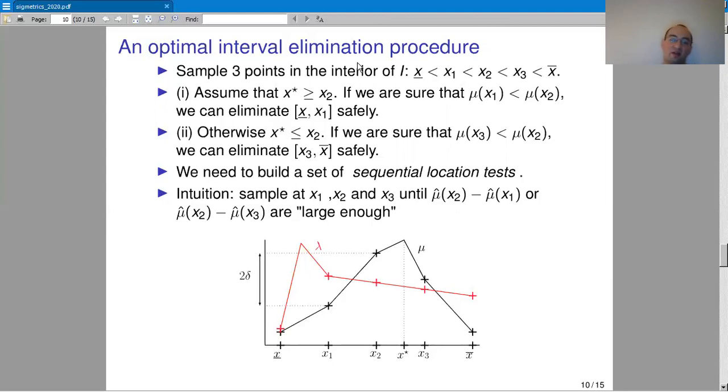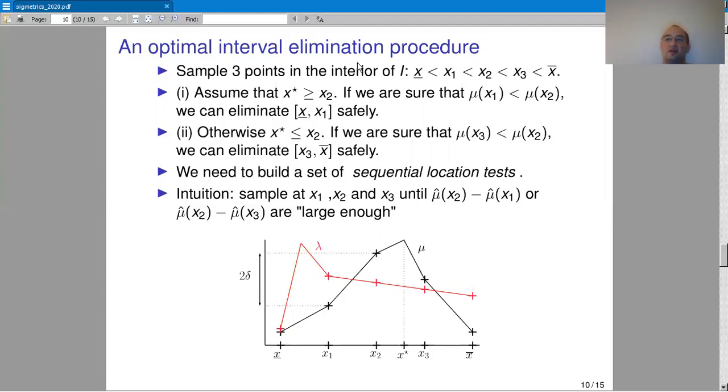And on the other hand, if we can establish that mu of x3 is strictly smaller than mu of x2, then we can eliminate the interval on the right, which is x3 to x upper bar. Okay, so this is understood. This is always going to work due to the unimodality of the function.